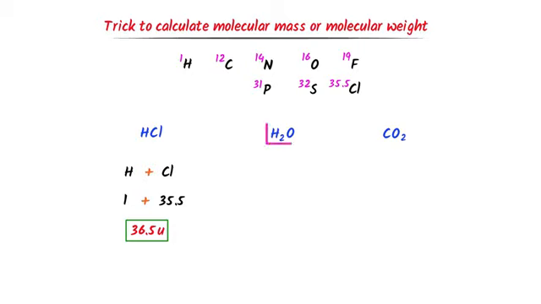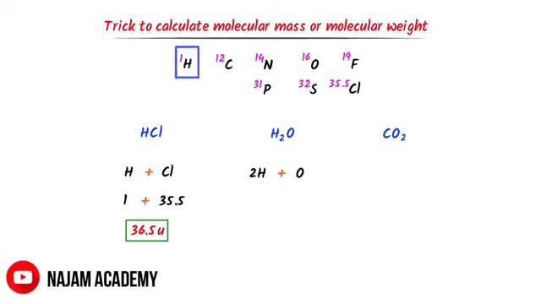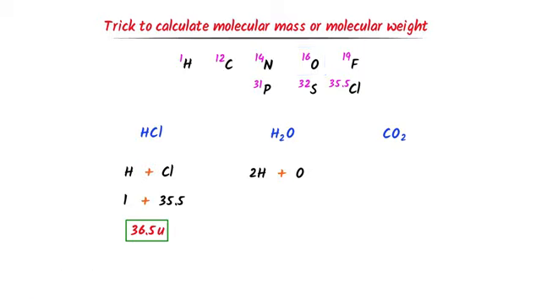In case of H2O, we can see that there are 2 atoms of hydrogen and 1 atom of oxygen. Now I add their respective atomic masses. We know that the atomic mass of hydrogen is 1 unit, the atomic mass of oxygen is 16 unit. So I write 2 into 1 plus 16 which is equal to 18 unit. So the molecular mass of H2O is 18 unit.